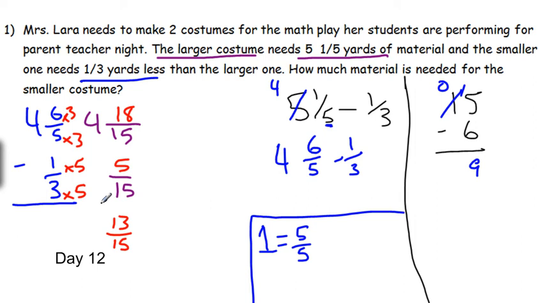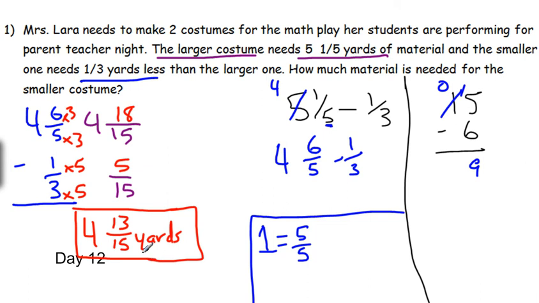Is 1 less than 5, which is 4. So how much material is the smaller dress going to need? It's going to take 4 13/15 yards. You can probably reduce that too. You cannot reduce 13/15. Oh yeah, I guess you can. 13 is a prime number. Okay, that's number 1. That took a while.